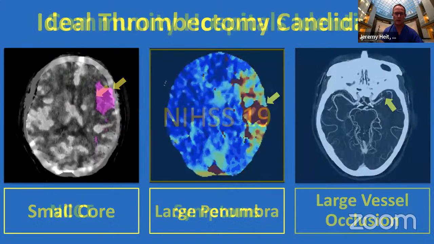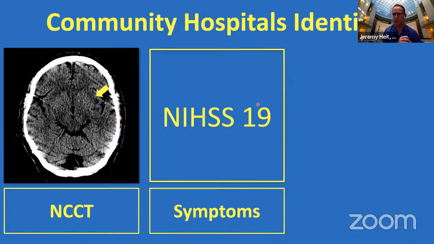So when I first started practicing, this is the kind of information we would get when we would transfer patients. They would have a non-con CT and the referring hospital would say, well, there's a little bit of hypodensity in the basal ganglia. They would describe the symptoms and you would surmise a stroke scale that was high, but you wouldn't even necessarily have a CT angiogram and you would transfer patients over. And a certain amount of the time, they would actually not even have a large vessel occlusion.